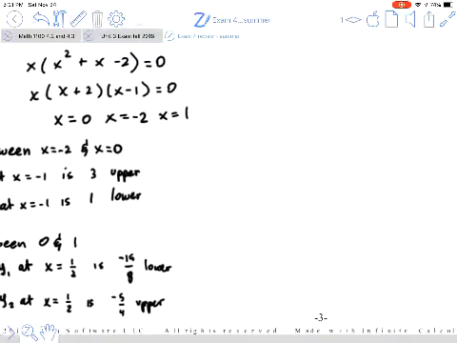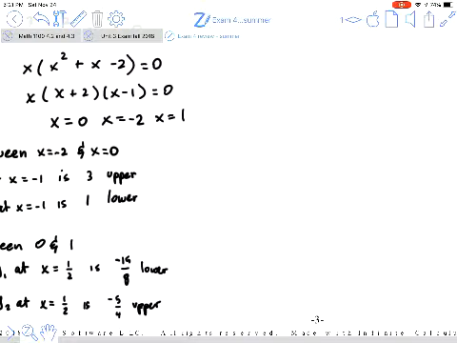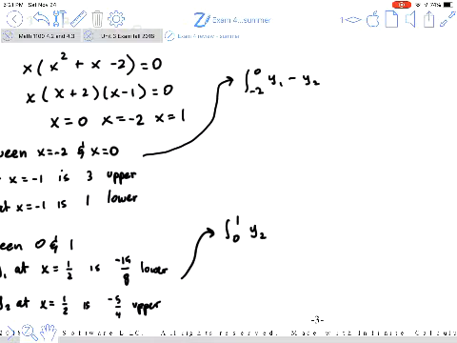So we're going to have to split this up into two problems. This one is going to be the integral from -2 to 0 of the upper function, which is y1, minus, and then you subtract the lower function. This one here is going to have to be the integral between 0 and 1 of the upper function, which is y2 minus y1. And then we have to add these two results.